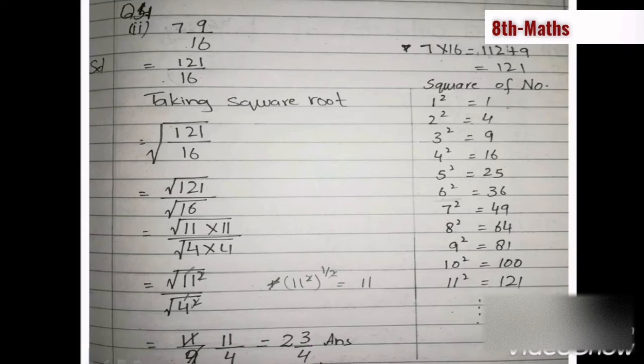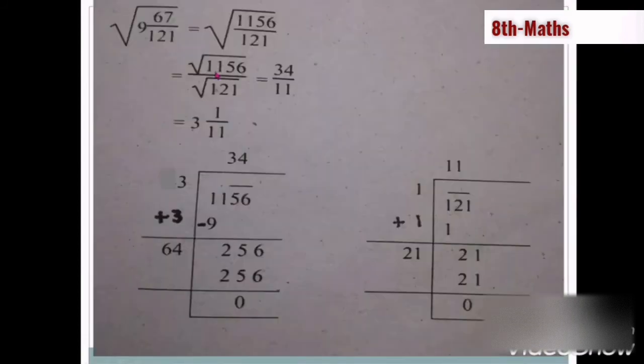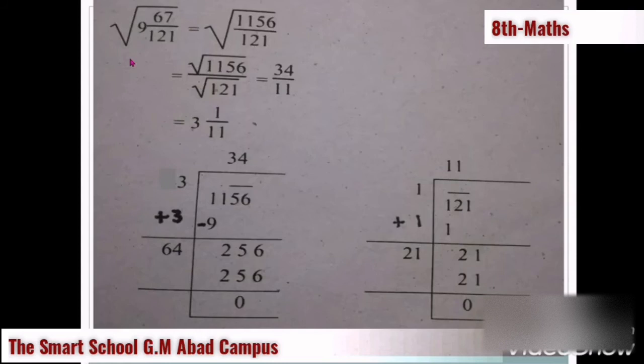Why do we write the answer as a mixed fraction? Because the original question is given in a mixed fraction, so we must convert this fraction to a mixed fraction. This is the next question, question number 4, 9 67/121. So this is also a mixed fraction. So first of all we will convert it into a simple fraction. The process is the same. We will multiply 9 with 121 and add the answer to the 67. So we will get 1156 divided by 121.